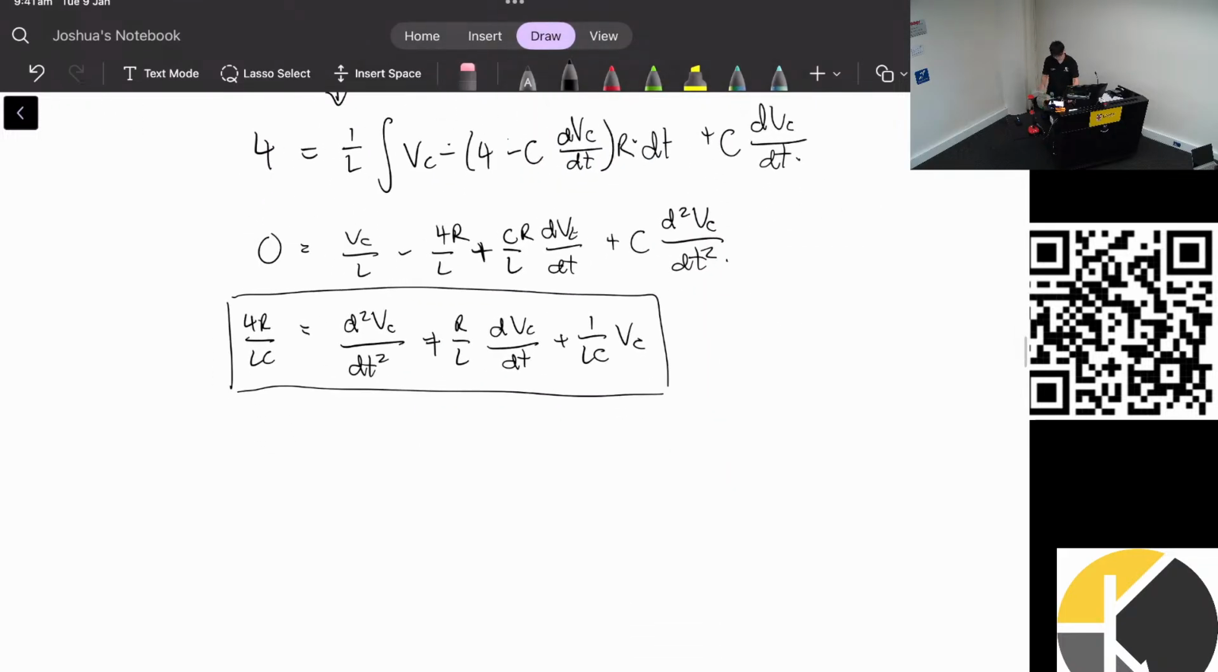Great. So looking at this side of the equation, how can I find my alpha value and my omega n value? R over L is 2 alpha. Yeah, great. R on L is 2 alpha. So then alpha is R1 on 2L. And my omega n? Square root of 1 over LC. Yes.